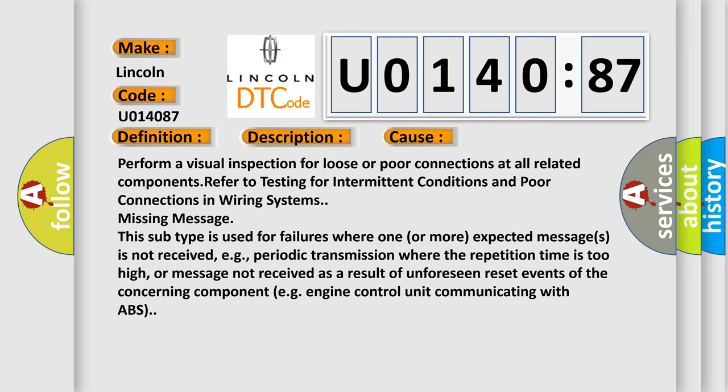Perform a visual inspection for loose or poor connections at all related components. Refer to testing for intermittent conditions and poor connections in wiring systems. Missing message. This subtype is used for failures where one or more expected messages is not received, e.g., periodic transmission where the repetition time is too high, or message not received as a result of unforeseen reset events of the concerning component, e.g., engine control unit communicating with ABS.